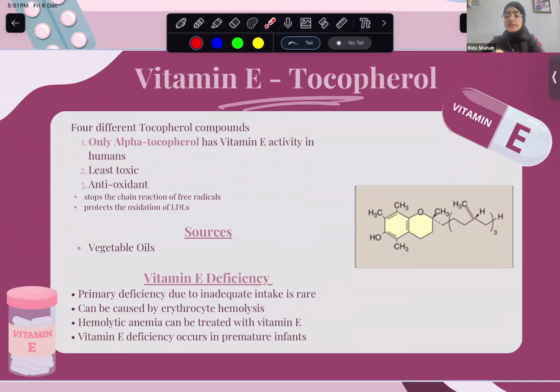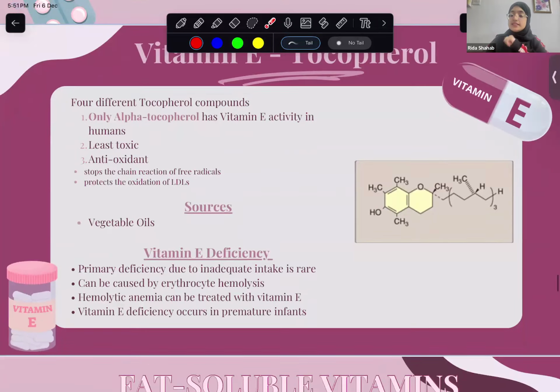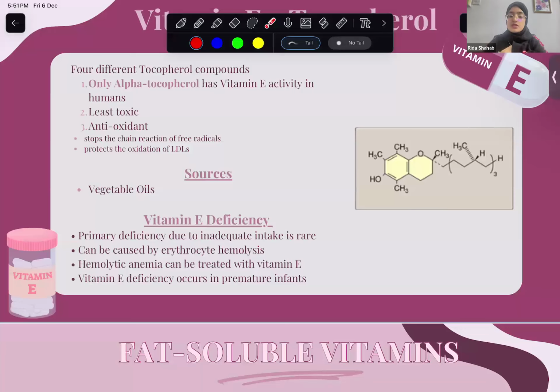The sources of vitamin E are going to be your vegetable oils, and vitamin E deficiencies are usually rare, right? But they can be caused by erythrocyte hemolysis. Erythrocyte hemolysis is when your RBCs start breaking down, okay? And hemolytic anemia can be treated with vitamin E.